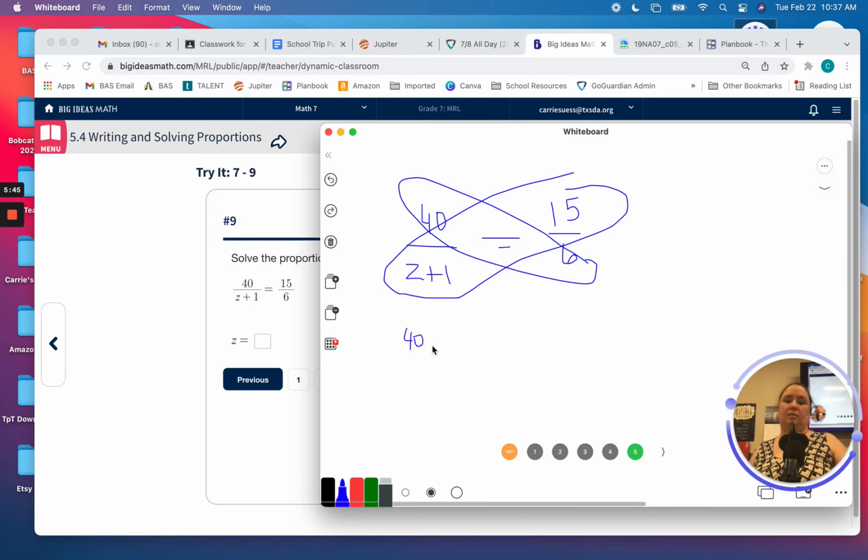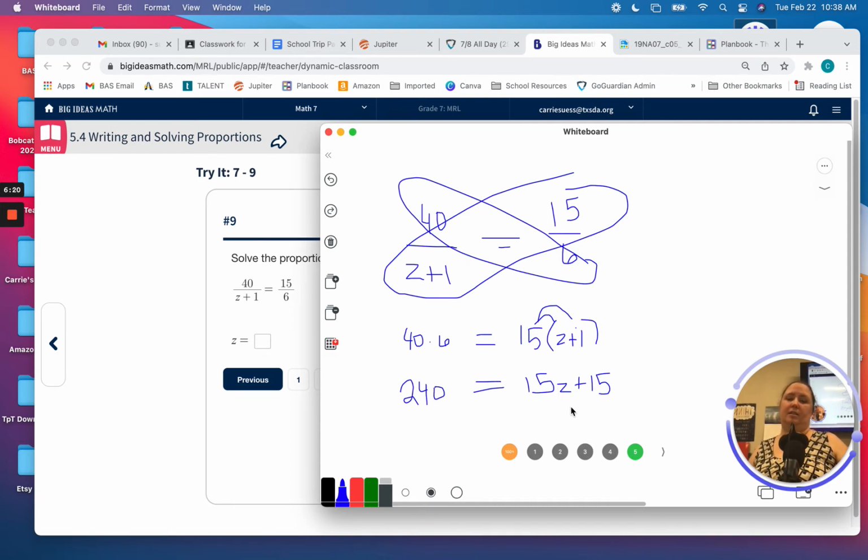40 times 6 is 240. And then on the other side, we're going to do 15 times z plus 1. Okay, so we distribute. And we get what? 15 times z is 15z. 15 times 1 is just plus 15. Okay, so now we got to solve for z.